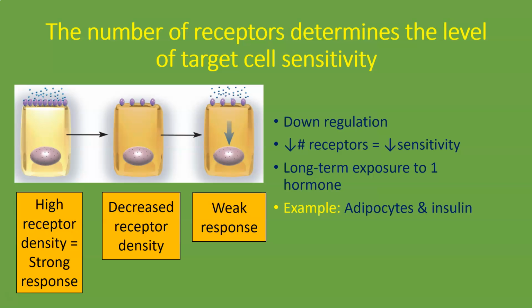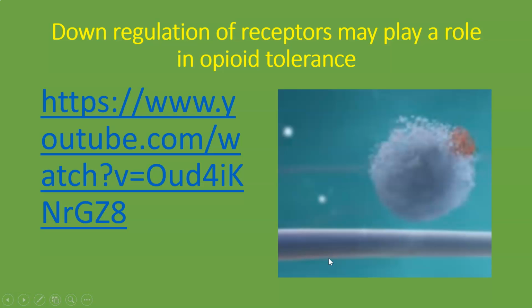What that means is that the insulin does not stimulate the adipocytes to take up glucose molecules as it did in the past, and the person has elevated blood glucose levels all of the time, and that's exactly what diabetes is. So this is an example of down regulation. You guys can watch this video here on your own to see what happens with down regulation and how it plays a role in opioid tolerance.